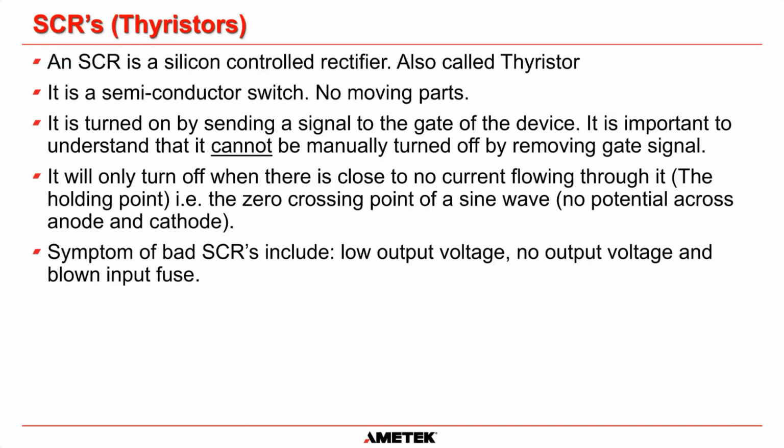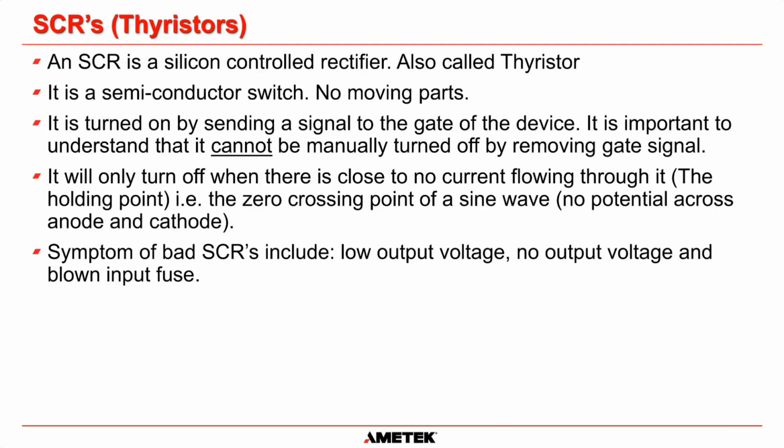It is turned on by sending a signal to the gate of the device. Okay, and it's important to understand that you cannot turn the SCR off by removing the gate signal. If you remove the gate signal and there is still current flowing through the SCR and voltage across the anode cathode, then the SCR will stay on even though you've removed the signal from the gate. It will only turn off when there is close to no current flowing through it, in other words, when there's no potential across the anode and cathode.